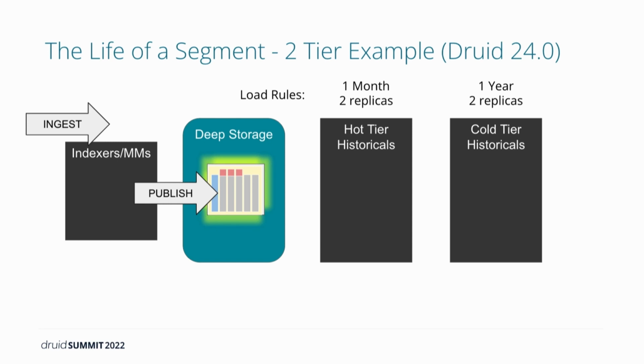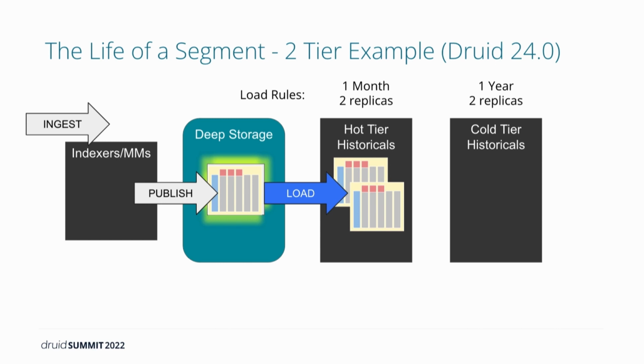So the coordinator kicks in and it will look at this new segment, and given that it's new data, that it has recent timestamps, it covers a new time interval, it will fit within the 1 month plus future rule. So 2 copies, because that's what our load rule says, two replicas in the hot tier. So 2 copies will get loaded into 2 different historicals in the hot tier. The data sits there for a month, it gets queried throughout that time, and then when the month passes, the segment now matches the 1 year rule.